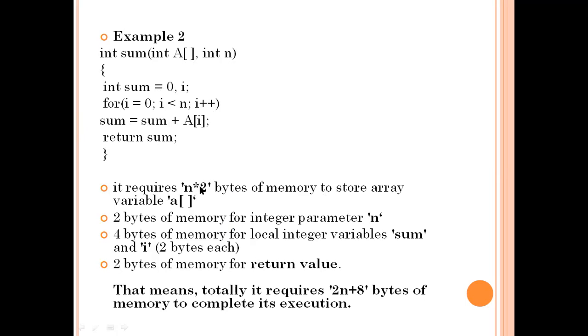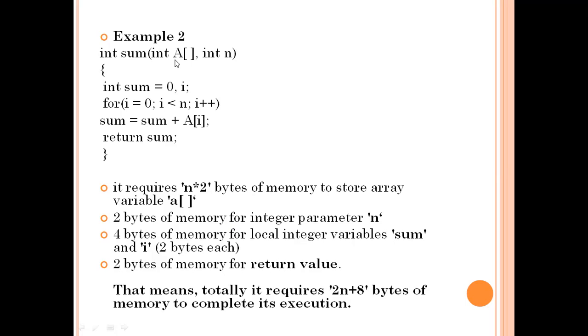So it requires n into 2 bytes of memory to store the array variable. Here n into 2, because there are n elements and every element has 2 bytes of memory space. So it requires n into 2 bytes of memory space to store the array. 2 bytes of memory for the integer parameter n. 4 bytes of memory for the local integer variables sum and i. 2 bytes for the return value. So total 2n plus 8 bytes of memory is required to complete its execution.